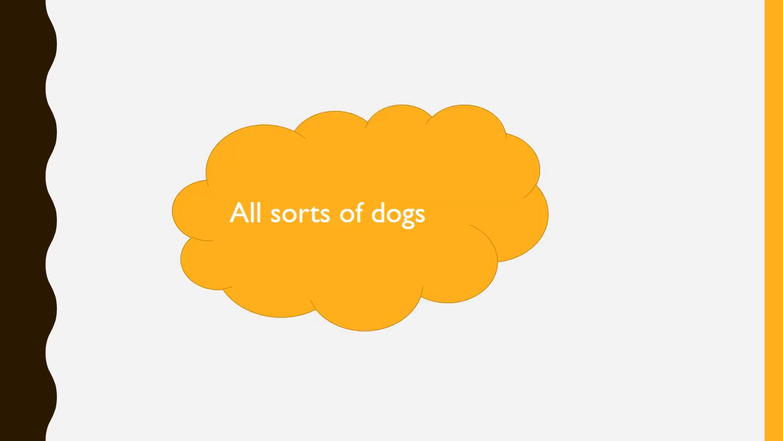Children, name some of the pets we have in our homes. Children, which one do you like the best? Children, would you like to have a pet dog? So let us read a poem about all sorts of dogs.